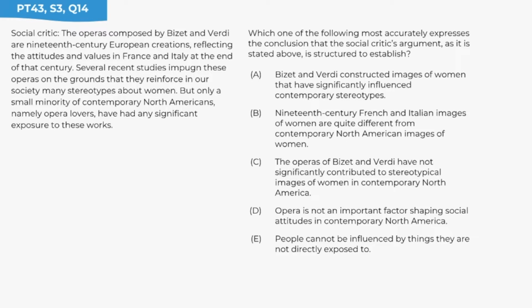So what we're told in the argument says that the operas composed by Bizet and Verdi are 19th century European creations, reflecting the attitudes and values in France and Italy at the end of that century. Several recent studies impugn these operas on the grounds that they reinforce in our society many stereotypes about women, but only a small minority of contemporary North Americans, namely opera lovers, have had any significant exposure to these works.